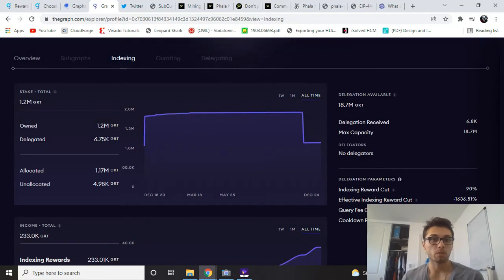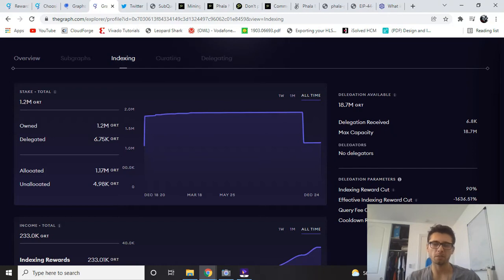We see similar information on the Graph Explorer as well. They present the same information, I think in a nicer way on the graph scan. The total 1.2 million GRT staked is how much they own. They have been delegated 6.75 thousand GRT. The other thing they mention, I think on the Academy website, the Graph Academy, is that they can only be delegated so much relative to how much they have staked on their own.